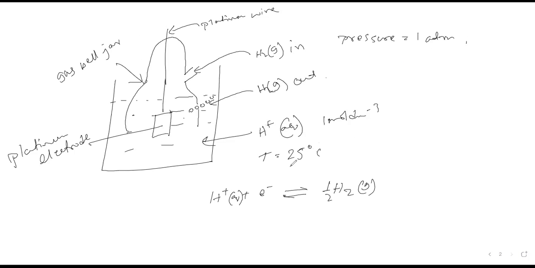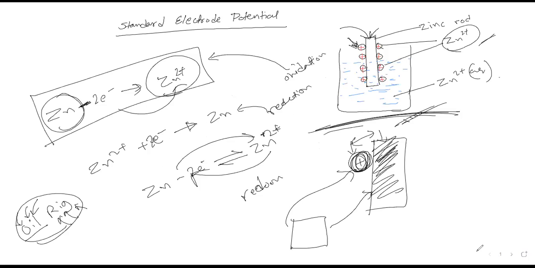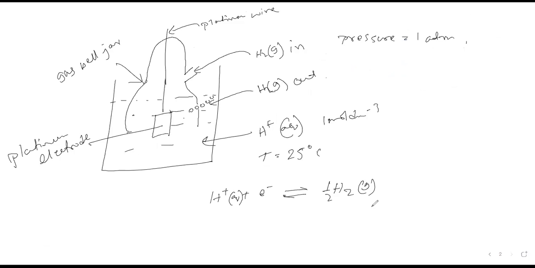Now there might be a question: isn't hydrogen also having a certain potential? Since when zinc is being used, with a zinc electrode and a zinc solution, there is obviously a potential. Then isn't hydrogen also going to have a potential?